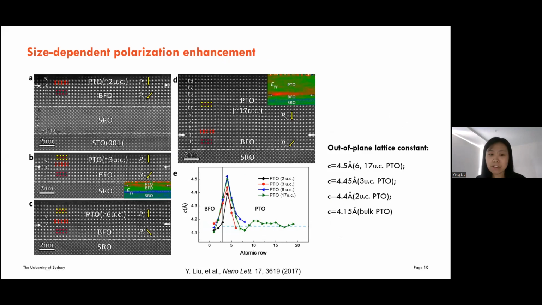Then we have grown thin films of different thickness. We decrease the thickness of PTO to 2 unit cell here, and we have observed that for all the thin films with 17 unit cell, 6 unit cell, 3 unit cell, and 2 unit cell, there is a remarkable lattice elongation at the interface, and all of them suggest the polarization enhancement at this interface.